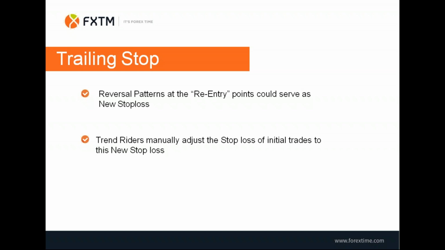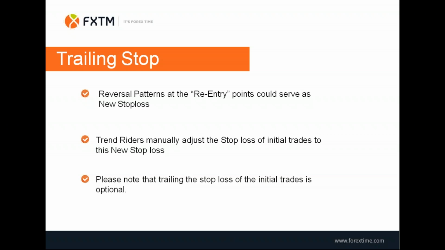Let's say I place my first trade, I have a stop loss. Second trade, I have a stop loss, and I have a third trade, and I have a stop loss. I don't need to keep all the stop losses at their respective points. I can put all of them together at the same value, especially as we are riding into that trend. That's what it means by this. Trend riders manually adjust the stop loss of initial trades to this new stop loss. So it's not an auto thing. You have to manually change it. You have to change the value of the stop loss. All right.